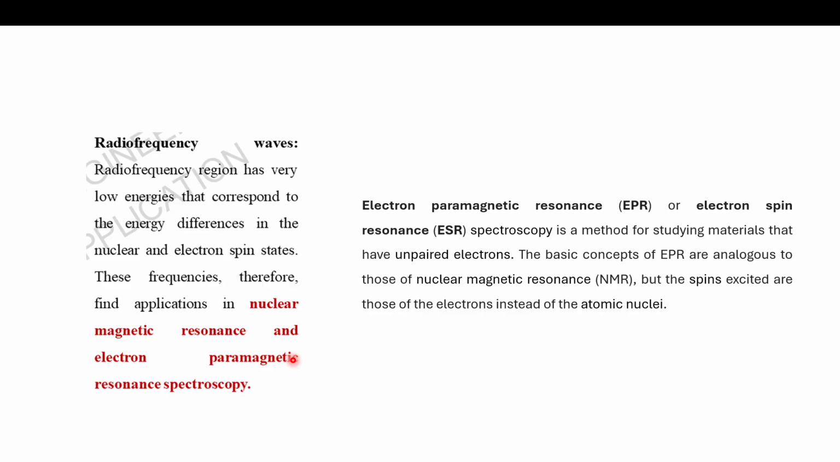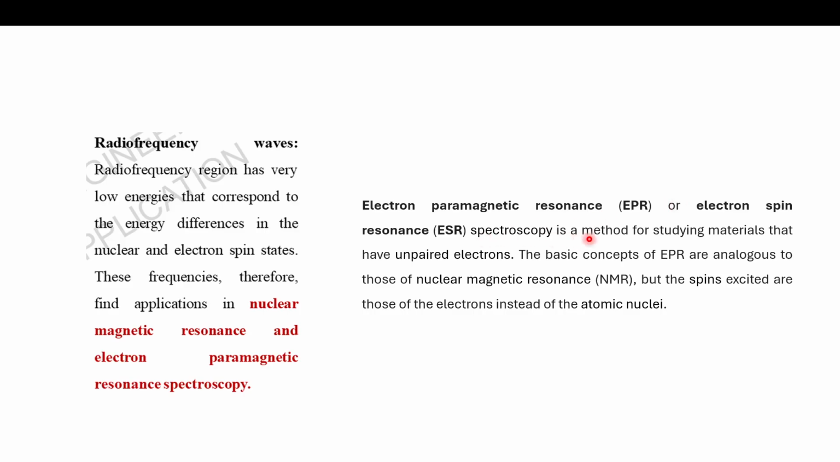Electron paramagnetic resonance spectroscopy uses what kind of radiation? So radio frequency region has very low energies because the wavelength is among the longest in the electromagnetic spectrum. And these correspond to energy differences in the nuclear and electron spin states. And these frequencies therefore find their applications in NMR and electron paramagnetic resonance spectroscopy.